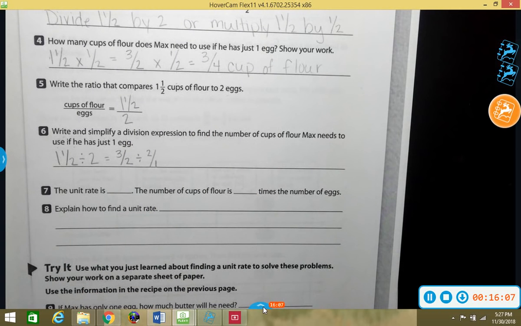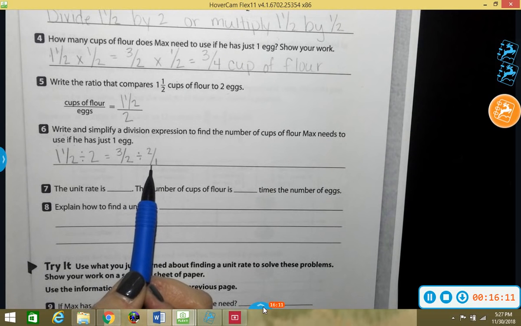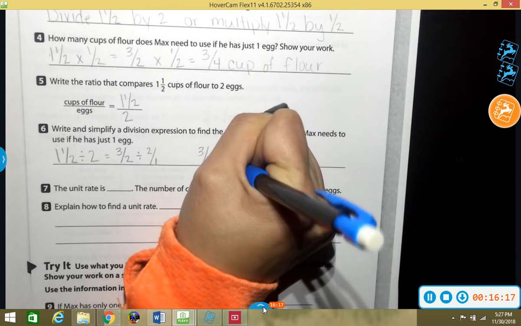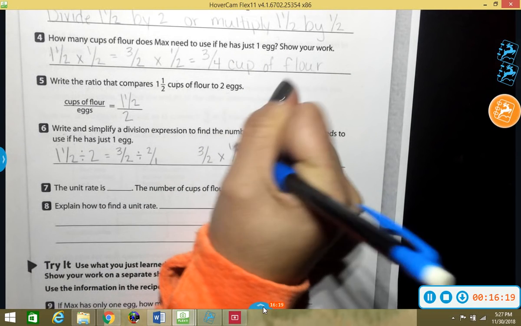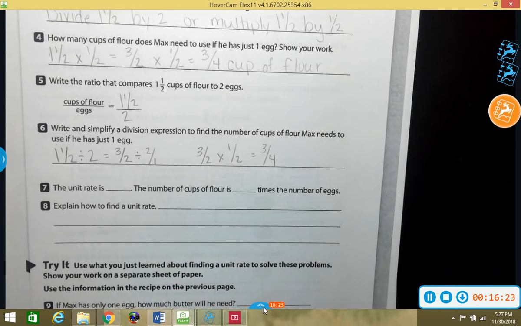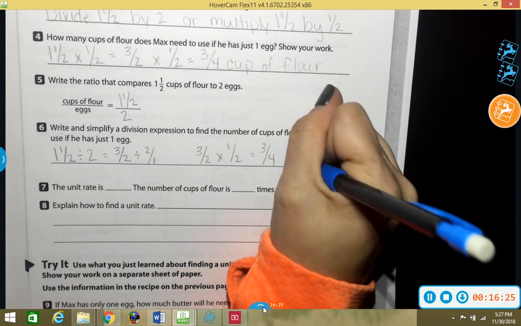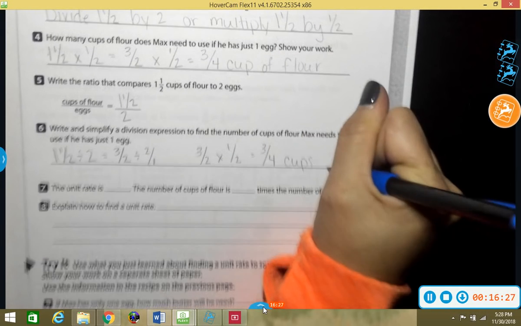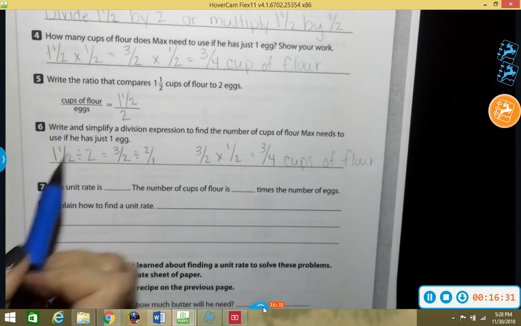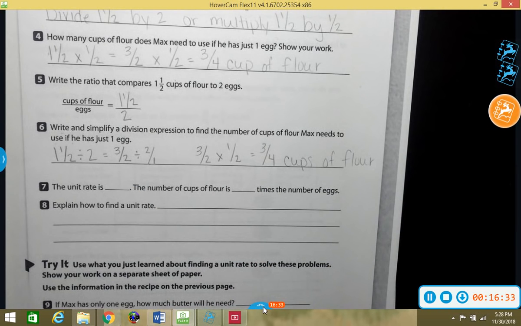And then it tells us that we need to, so that's simplified right there. So we can go ahead and solve it again. So 3 over 2 times 1 over 2. 3 times 1 is 3. 2 times 2 is 4. So it's 3/4 cups of flour. So it's just 2 different ways of looking at it. We did the same work there though.